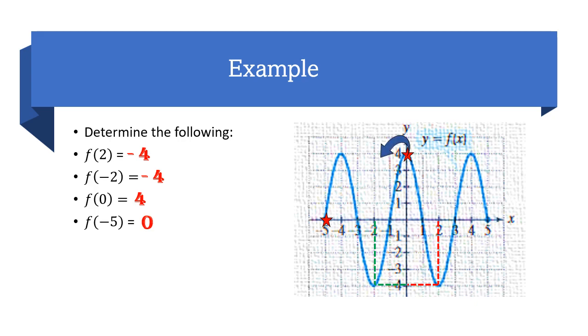Now, we call this point the y-intercept, and we call this point the x-intercept. And notice how the x-intercept doesn't have any y-coordinate, and the y-intercept doesn't have any x-coordinate. Or in other words, the y and x coordinates are 0.